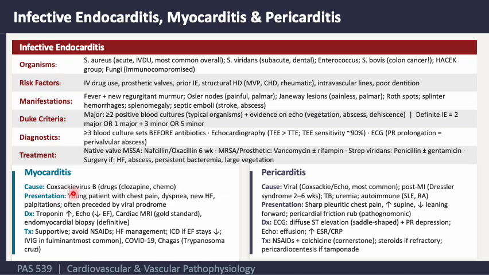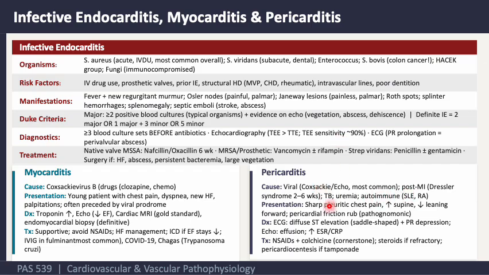It can be due to the Coxsackie virus, and or it can be due to certain drugs as well. Treatment is supportive. Avoid NSAIDs. Manage if they have heart failure symptoms. Place an ICD if the EF stays lower than normal. You can also give them IVIG if they're not improving.